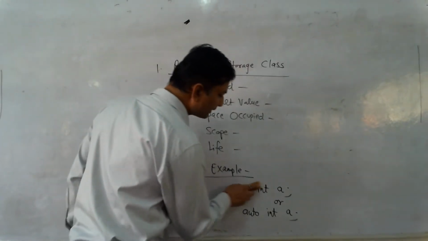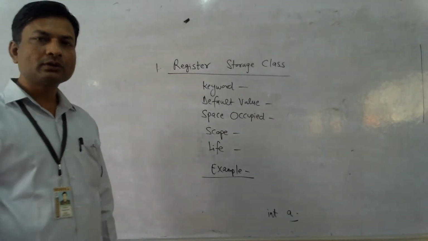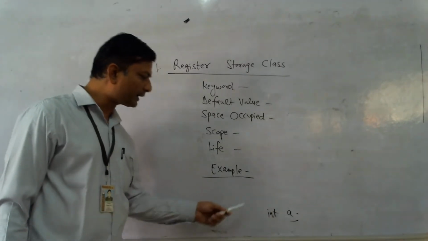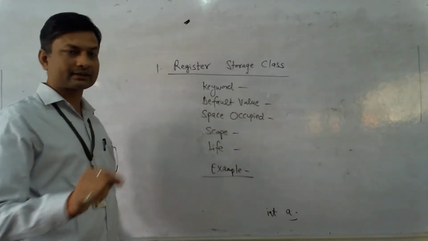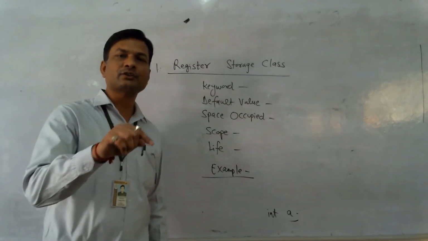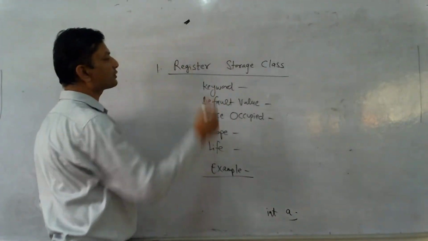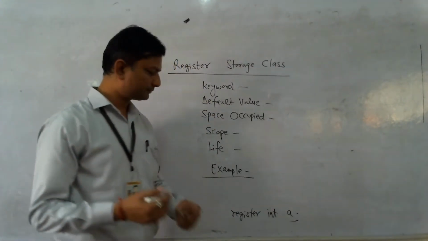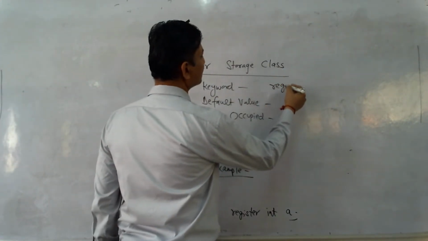So, as I told you earlier, if you want this variable to belong to the automatic storage class, then we should write auto over here. Means before the data type we should write the keyword of that particular storage class. So if we want this variable A to belong to the automatic storage class, we write auto. If we want this A to belong to the register storage class, then we just have to write register. So this is the keyword.